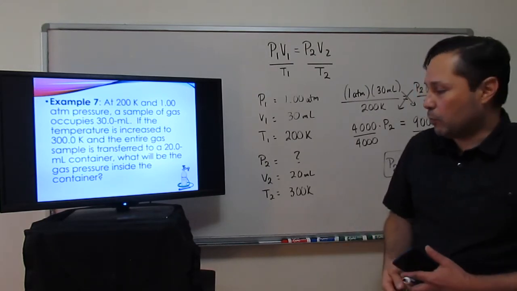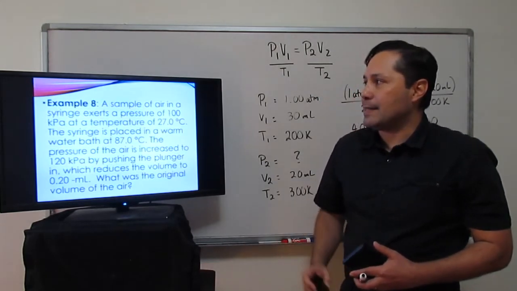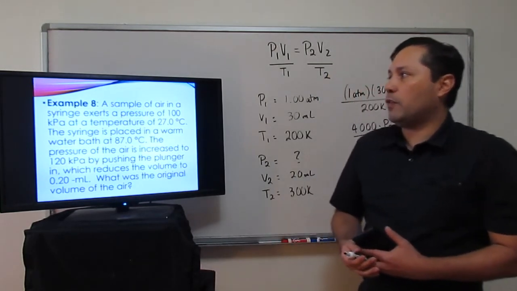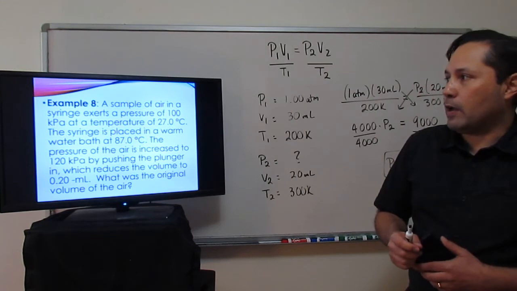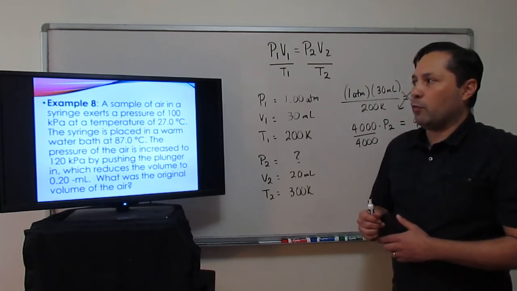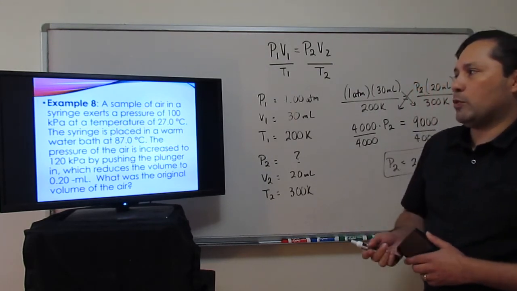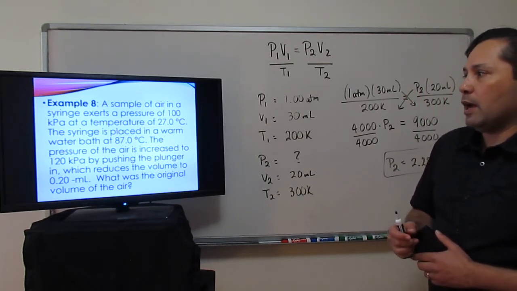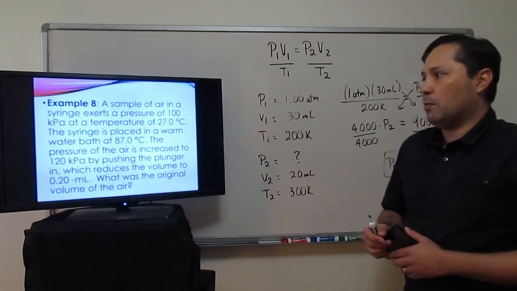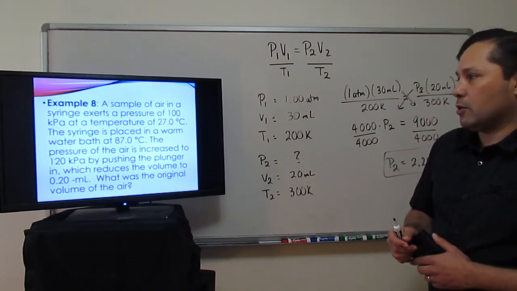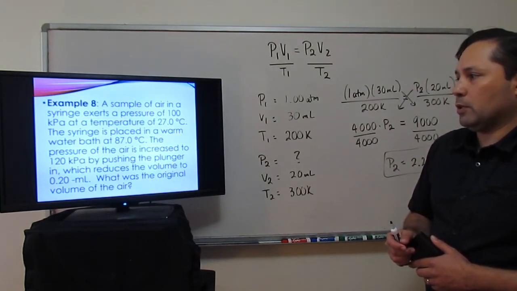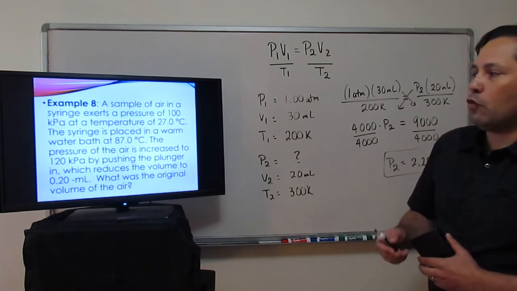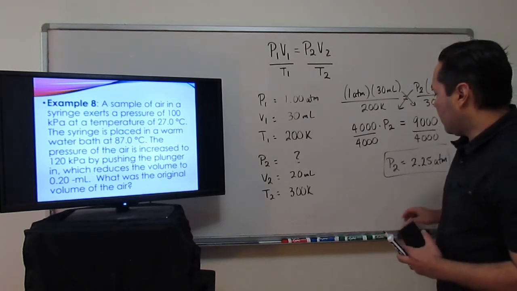Alright, that takes care of example 7. Let's move along to example 8. In example 8 it says the following. A sample of air in a syringe exerts a pressure of 100 kPa at a temperature of 27 degrees Celsius. The syringe is placed in a warm water bath at 87 degrees Celsius. The pressure in the air is increased to 120 kPa by pushing the plunger in, which reduces the volume to 0.2 milliliters. What was the original volume of the air inside the syringe?